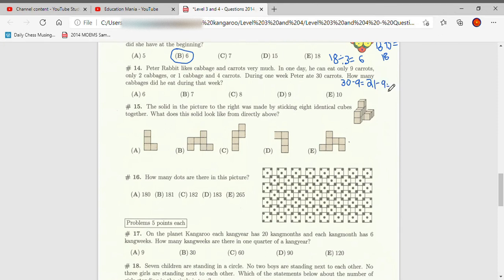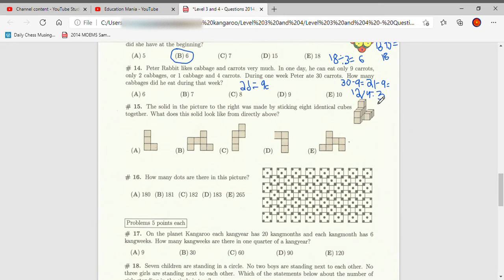21 minus 9 equals 12. That is a multiple of 4. So for 2 days, he ate 9 carrots. D stands for day, C stands for carrots. And then he can also eat 4 carrots and 1 cabbage. So 12 divided by 4 equals 3.